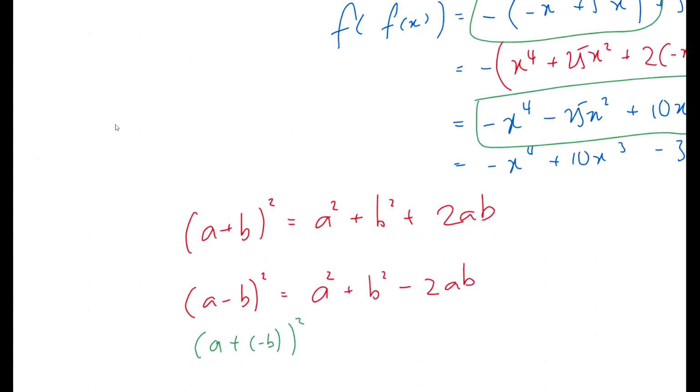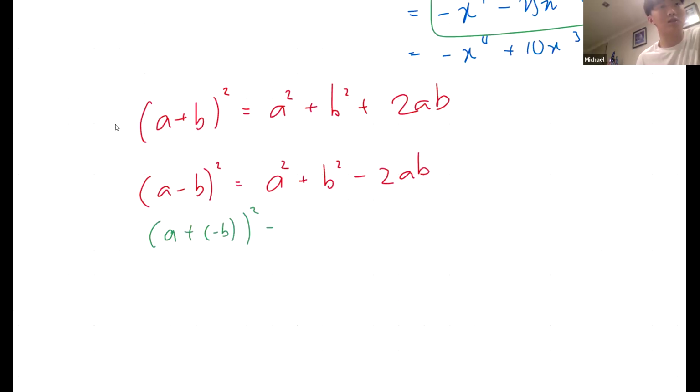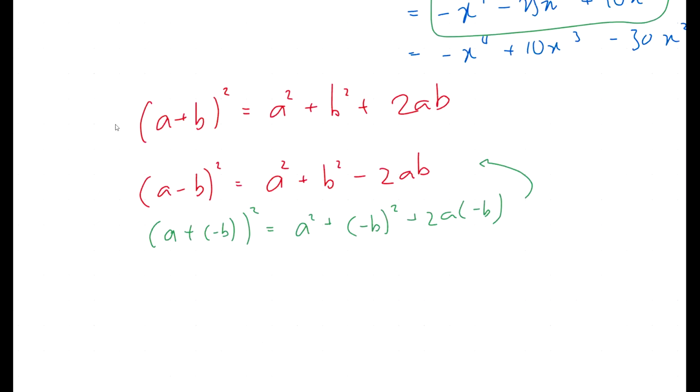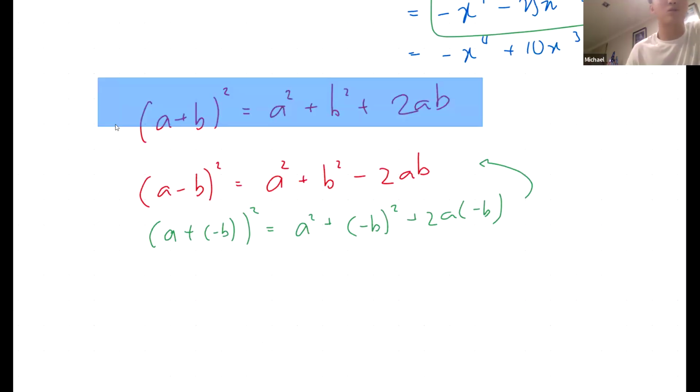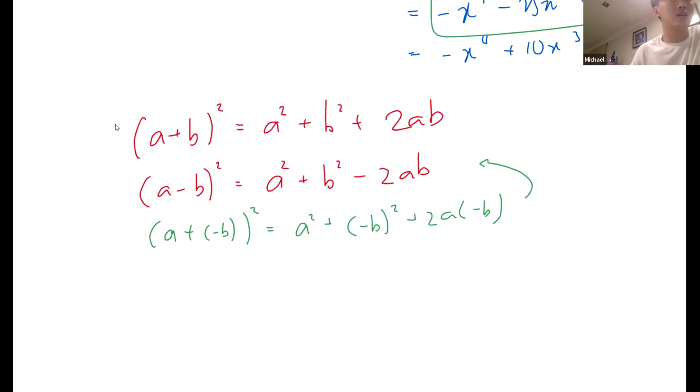We can do a squared plus, just substituting into the first formula, but instead of having b, we have minus b. And then this is what we get. Does that make sense? So these two are some of the most important formulas in algebra. And then you still have this one: a plus b, a minus b. Also try to derive it sometimes.